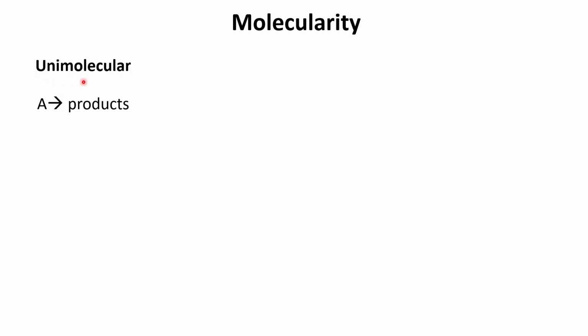The simplest is the unimolecular reaction. This is simply some reactant just going to products. Our rate law would look really simple. It's just k times our concentration of A. So our unimolecular reactions are most often decomposition reactions. So for example, if we had calcium carbonate, it decomposes into calcium oxide and carbon dioxide. Because we only have one reactant, this is a unimolecular reaction.